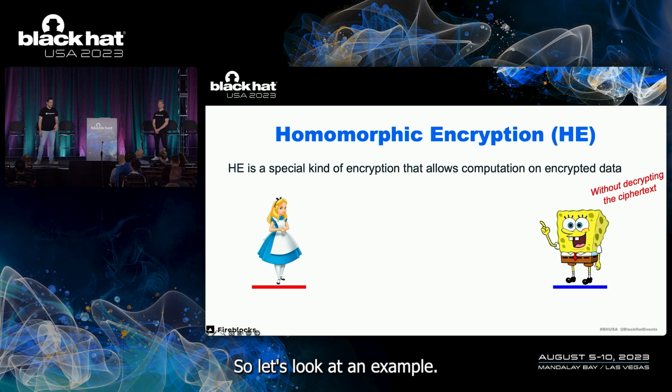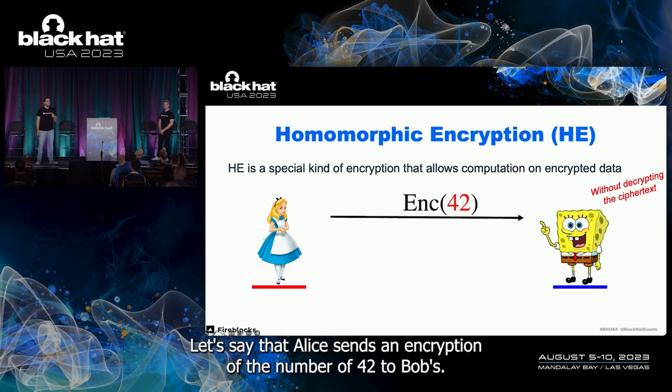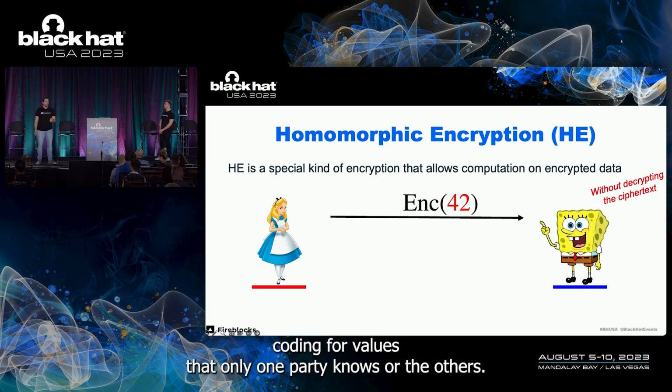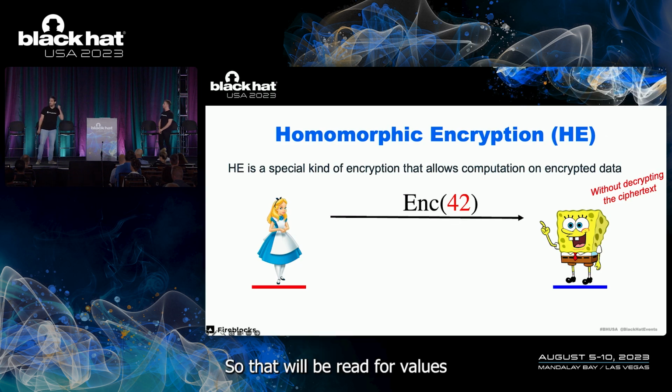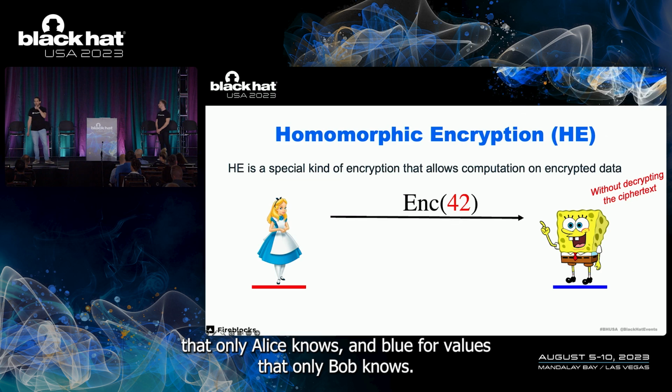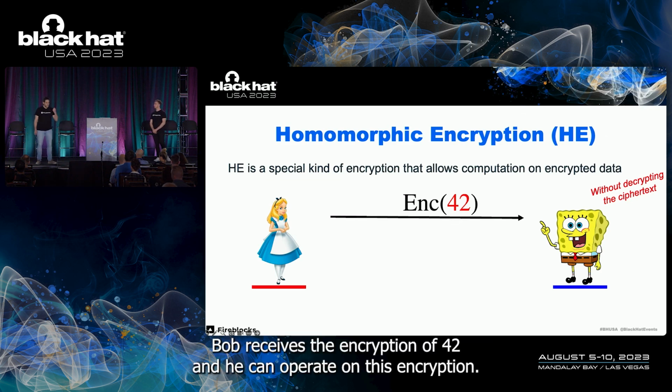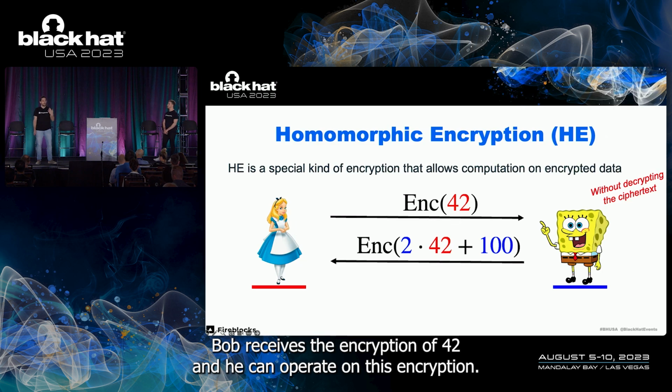So let's look at an example. Let's say that Alice sends an encryption of the number 42 to Bob. So here and throughout the talk, we will be using color coding for values that only one party knows or the other. So that will be red for values that only Alice knows, and blue for values that only Bob knows. Bob receives the encryption of 42, and he can operate on this encryption.